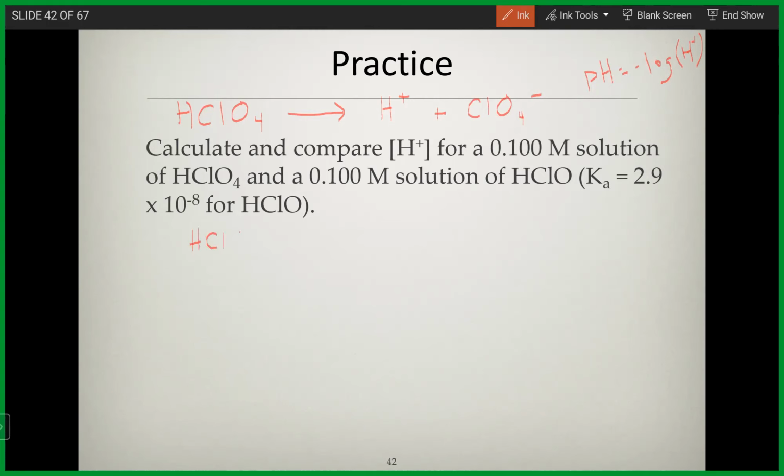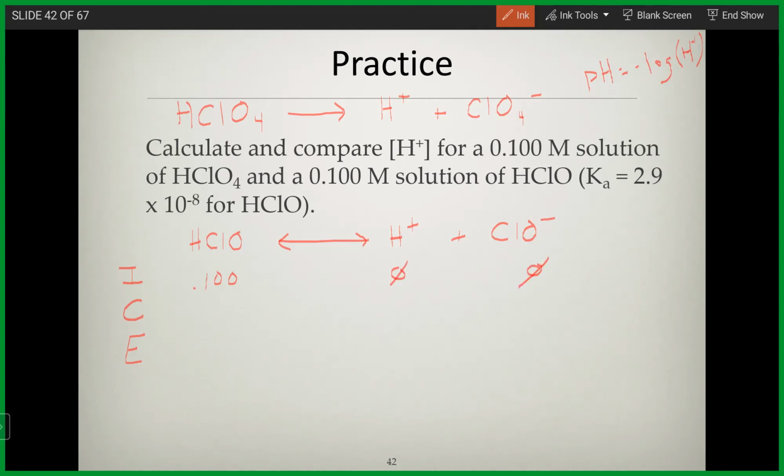HClO, we're going to have a reversible reaction there. We're going to wind up with an equilibrium because this is going to be a weak acid. So we're only going to get a small amount of those ions being produced. And if we think about it, if we have our ICE table, we'll have 0.100 molar to begin with. And we'll have 0 of the hydrogen ion, 0 of the accompanying anion.